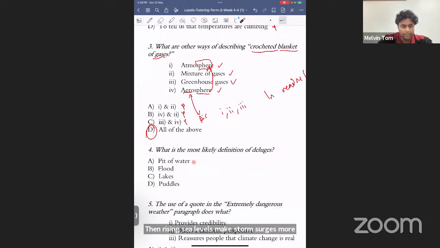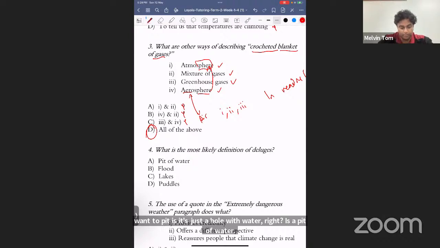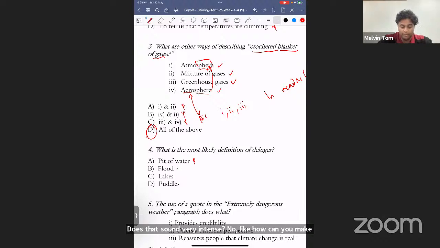A pit of water. If you know what a pit is, it's just a hole with water, right? Does a pit of water sound very intense? No. How can you make a pit of water more intense? Like a bigger pit? Flood. Floods are very intense. Lakes are not intense. Puddles by definition are tiny. You can't make an intense puddle, right? Unless you're Peppa Pig, who loves jumping in puddles. But puddles are not very intense. They're small. So the answer is B.